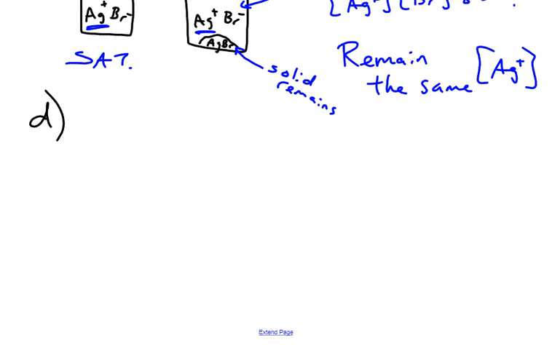Calculate the minimum volume of distilled water in liters necessary to completely dissolve a 5-gram sample of AgBr at 298 K. So why do they keep saying 298 K? Because that's the condition that we're under. The minimum amount of volume means that it will be saturated. So, how do we do that?